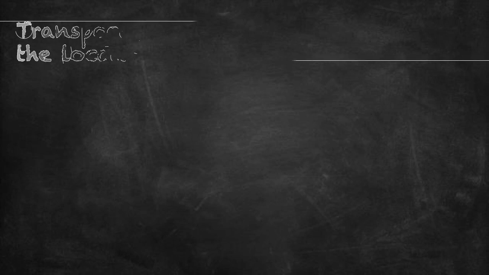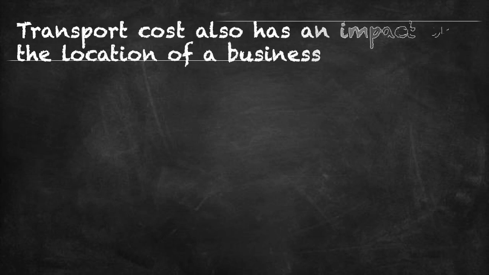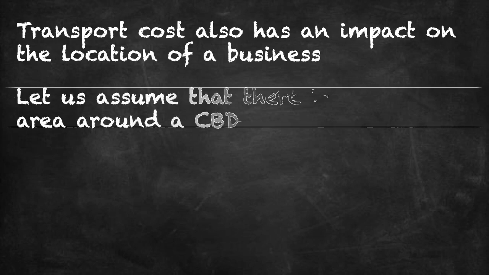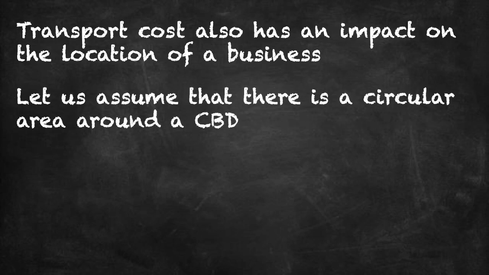Another factor that determines where you want to be is the transport cost. Remember, this is the only cost that a business can control. And so in order to control their transport cost, they want to be as close as possible to the CBD. So in looking at land use and land value within the city center, we need to assume that the city has a circular area around it. In other words, people can get to the CBD from anywhere. So the circle really refers to accessibility.